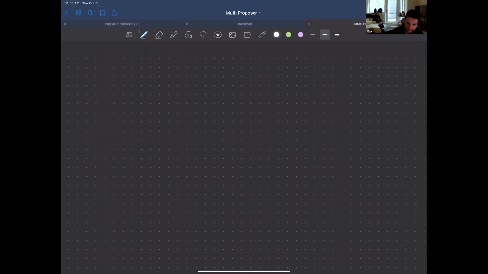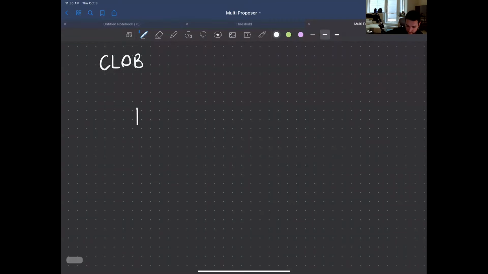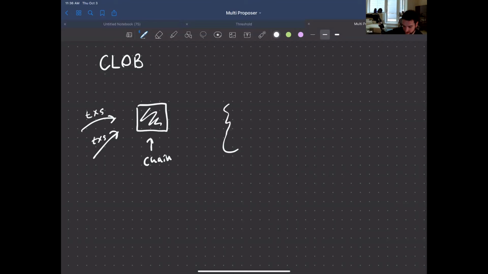So let me get started by telling you about this mechanism, which I call a priority order book. This is a modification of a traditional central limit order book, which is designed to run on a priority ordered chain. So what is a priority ordered chain? The chain is this black box. We have transactions coming in. We'll talk about how that happens later. We end up with an unordered set of transactions.